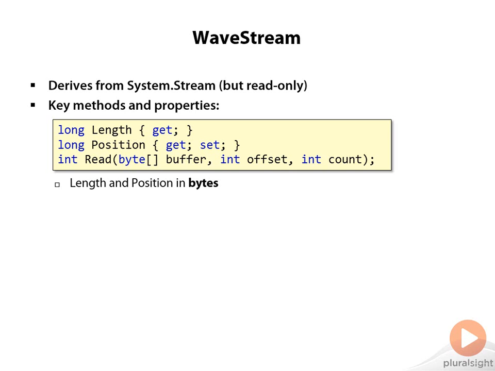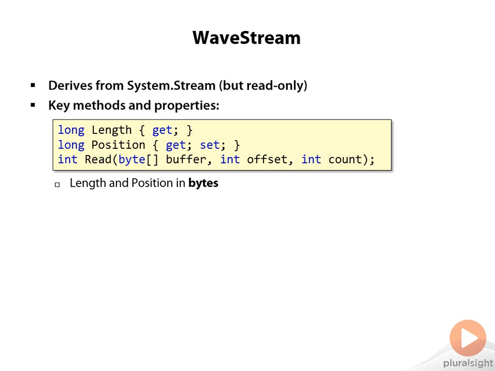Now it's worth pointing out that not all streams know what their length is or allow you to reposition. For example, if you're recording audio from the sound card, you don't know how much you're going to get, and you can't reposition. It's a constant stream of audio coming in. So WaveStream tends to be used as the base class for things like audio files, where the length is known in advance and where it's possible to reposition.